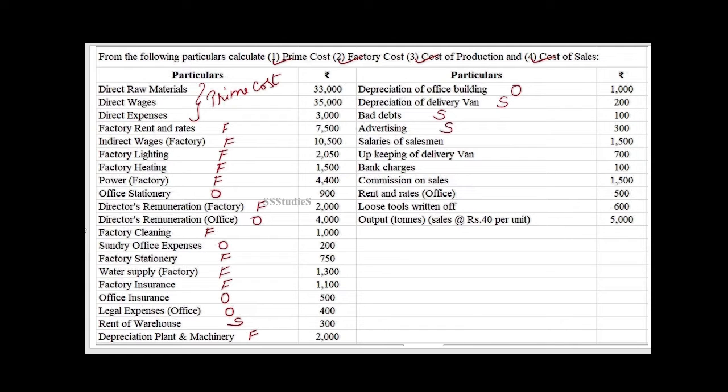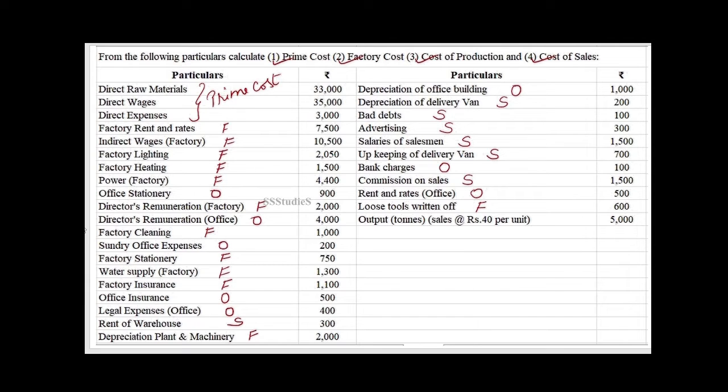Advertising, again selling and distribution overheads. Salaries of salesmen, selling and distribution overheads. Upkeeping of delivery van, selling and distribution overheads. Bank charges will be office overheads. Commission on sales will be selling overheads. Rent and rates of office, this will be office overheads. Loose tools written off, this will be factory overheads because loose tools are used in the factory setup.